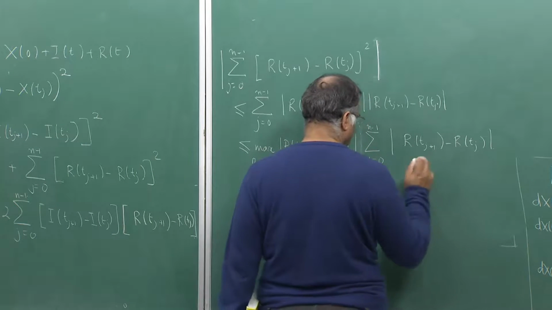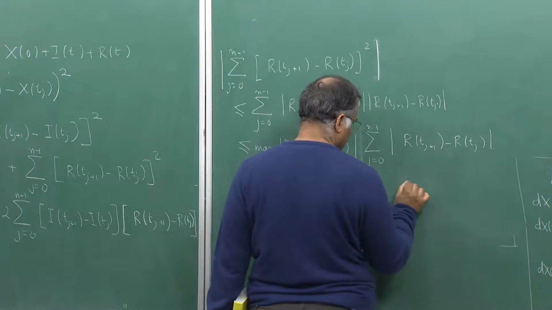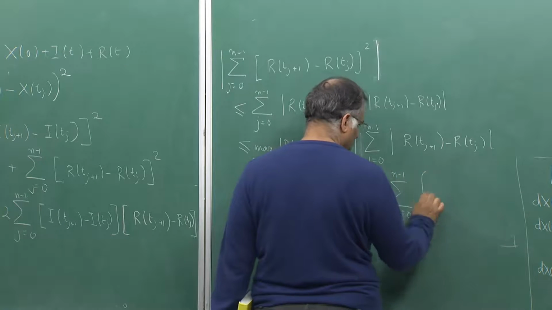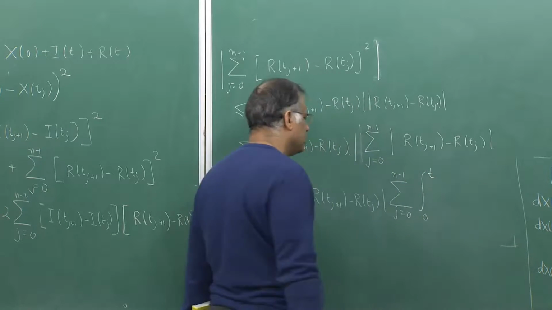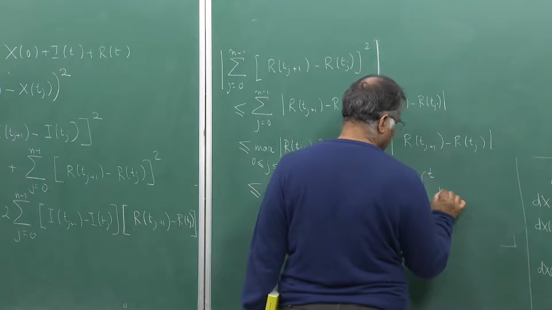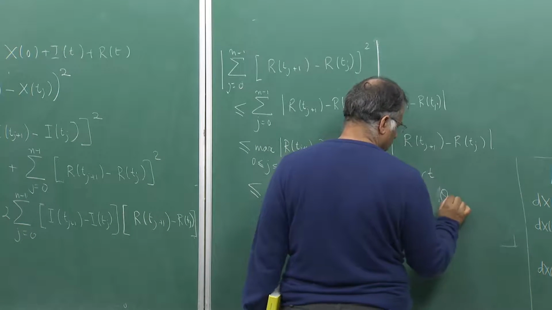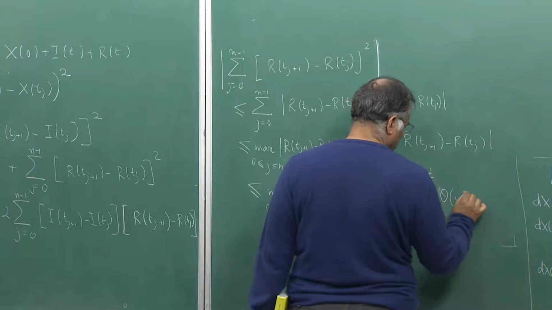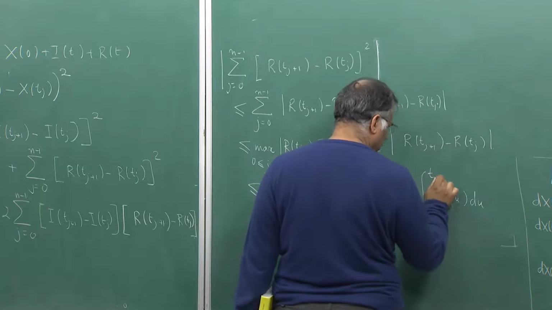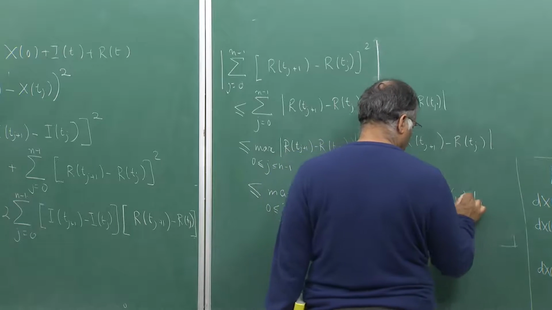Let me look at this part. So I will write this as summation j equal to 0 to n minus 1, integral from tj to tj plus 1 of mod theta u du.